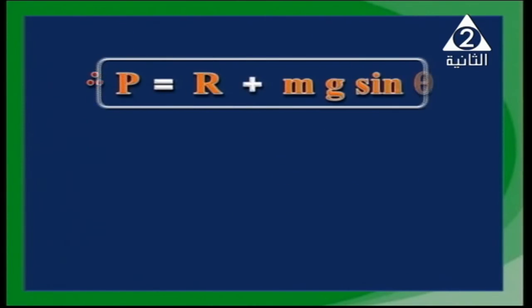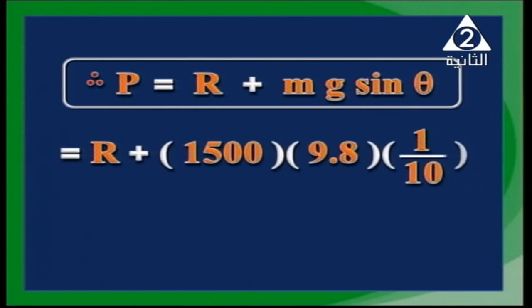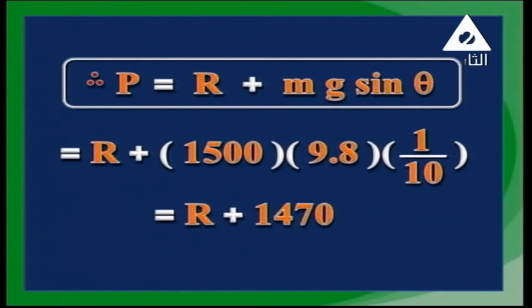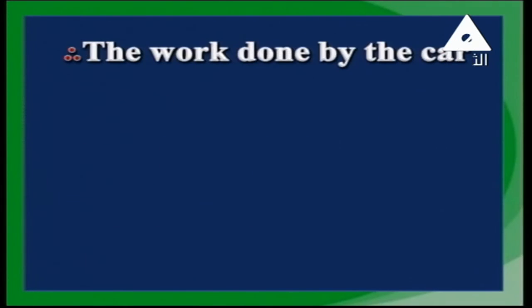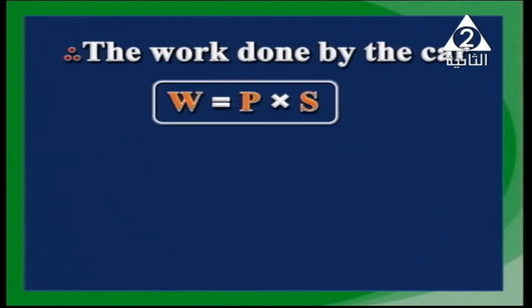My dear student, in this case, the resistance equals R, B equals R plus mg sine theta. In this case, mg sine theta, m equals 1500, g 9.8, gravity, sine theta 1 over 10. R plus right hand side 1470. Therefore, by using the work done by the car equals B times S.